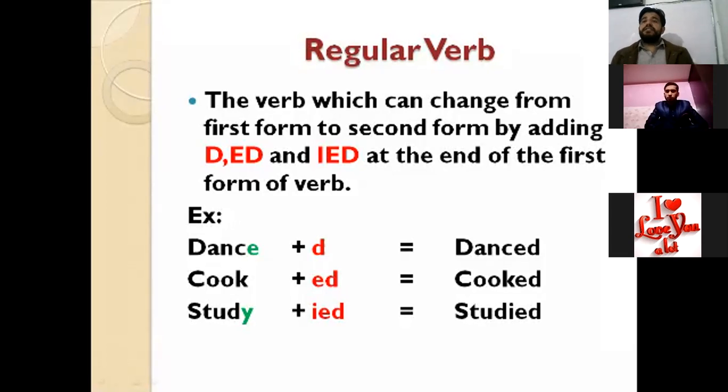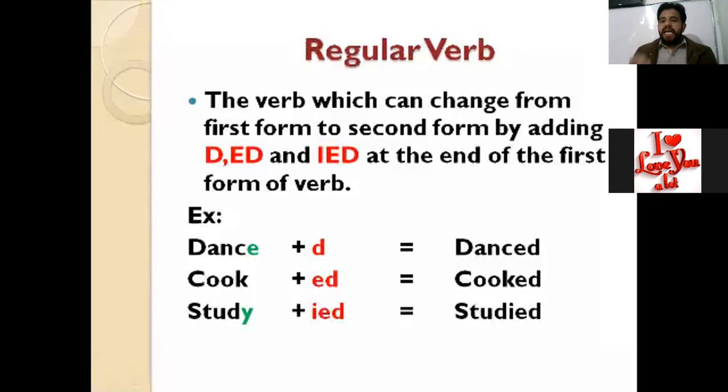Now the question arises: where will we add D, where will we add ed, and where will we add ied? That is the question. So here we have next rules for it.